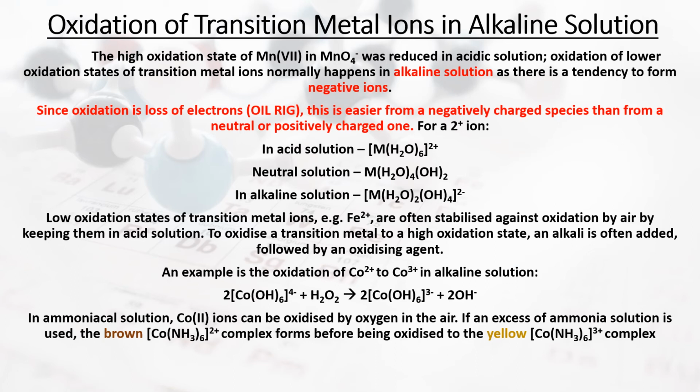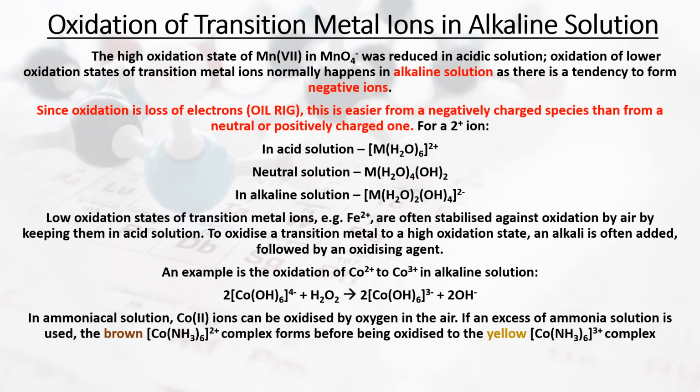The oxidation of lower oxidation state transition metal ions normally happens in alkaline solution. This is because there's a tendency to form negative ions in alkaline solution. And since oxidation is the loss of electrons, remember OIL RIG, oxidation is loss, the loss of electrons is easier from a negatively charged species than from a neutral or a positive one. You can think of it as, if it's already negatively charged, it's happy to lose electrons because of the repulsion between the negatively charged electrons and the overall negative charge on the ion.